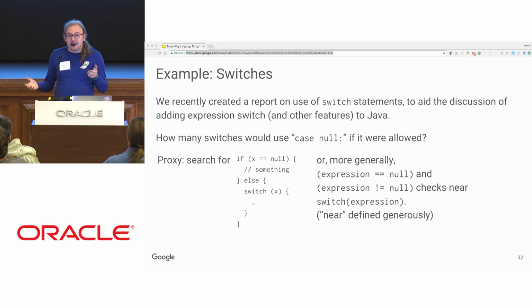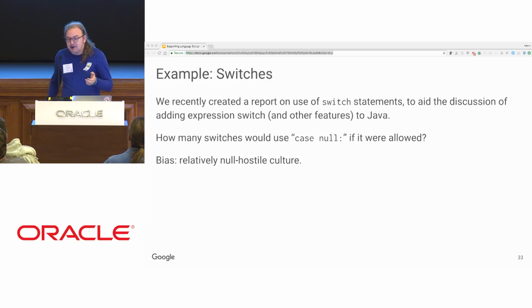And we thought this was a pretty good proxy for how many people would want to be able to do case null. There's a bias here that we're going to shout out right now. Google has a fairly null hostile culture. We try to recommend people avoid nulls. I'm not sure how successful we are, but that is a bias we thought we should own up to.